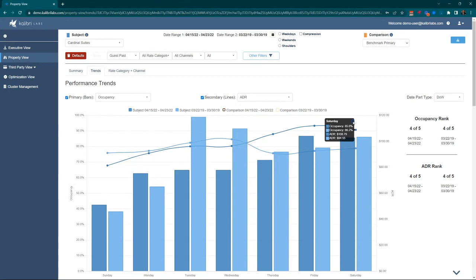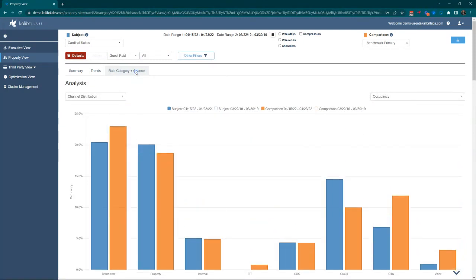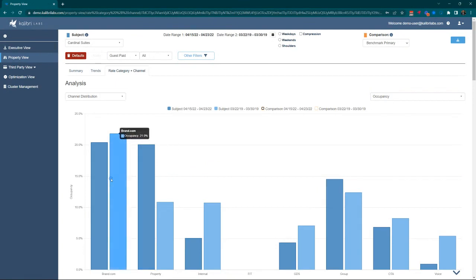Now that we can start to prepare for that Sunday being a low demand day, we might want to isolate what production actually was captured in those previous periods. Moving over to rate category by channel, I'm going to use channel distribution to start to look at my own hotel's data. The demand across the dates here is starting with occupancy. Property Direct and Brand.com are the top channels for the demand over this week. But knowing that Saturday performs differently than Sunday, we definitely want to isolate just that holiday.